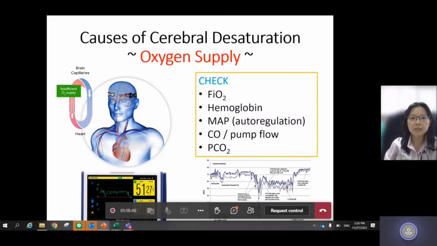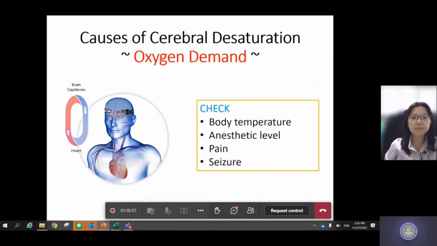So if we want to deliver adequate blood flow to our brain, we need to adjust the adequate CO2 level during anesthesia. And after we check the oxygen delivery, we need to check for the oxygen demand. If the patient has a higher blood temperature, if it's fever, the oxygen demand will increase.